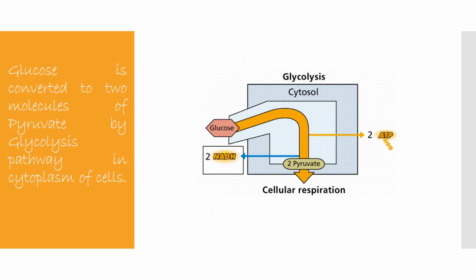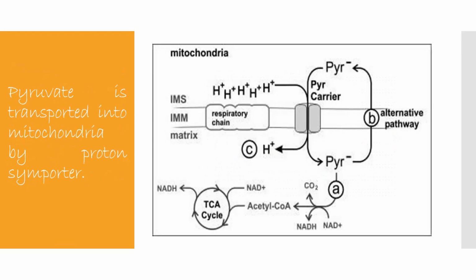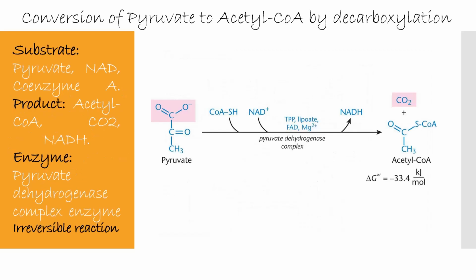Glucose is converted to 2 moles of pyruvate by glycolysis in the cytoplasm of cells. Pyruvate enters the mitochondria through a proton importer, that is, pyruvate is transported along with a proton. In the mitochondria, pyruvate is decarboxylated to acetyl-CoA by the pyruvate dehydrogenase complex enzyme. That is, carbon dioxide is removed in this reaction.